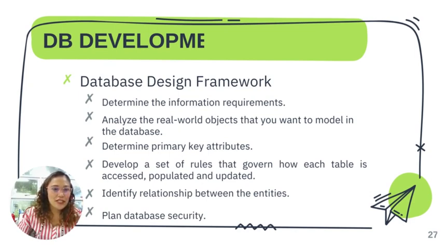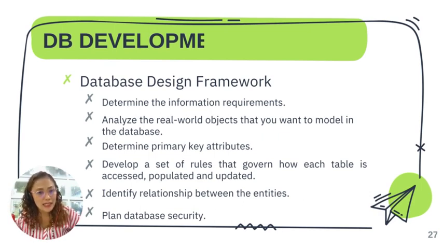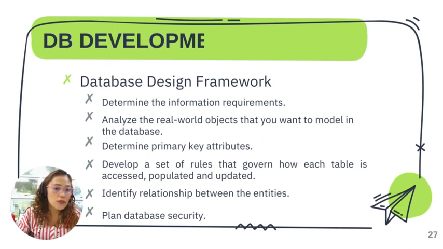And then after that, after designing, you are going to develop a framework for your database design. So this will determine the information requirements. This will also analyze the real world objects that you are going to include in your database. Then in this part, you are going to identify what are the primary keys needed for each table. Then you are going to further develop the business rules that will govern how one table can access or can be accessed and updated. And then you are going to identify the relationships between entities, and you have to plan your database security.